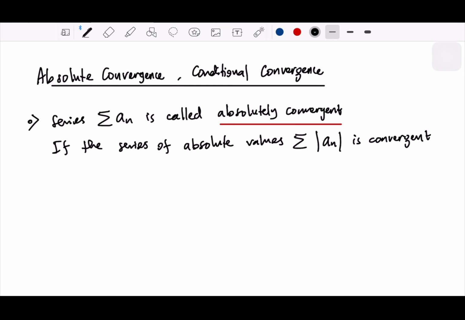Which means that we are looking at the absolute value. So if we have alternating signs, or an alternating series, we can check the absolute value of that series and check whether the absolute one converges or diverges.